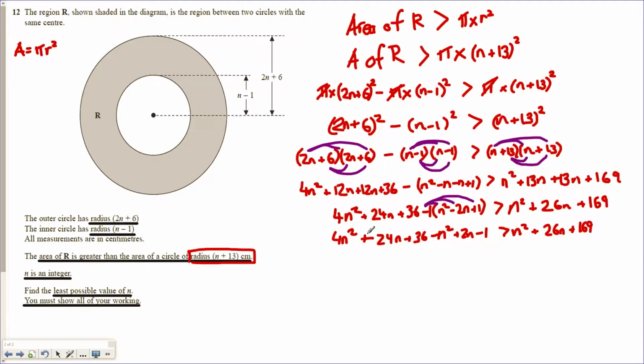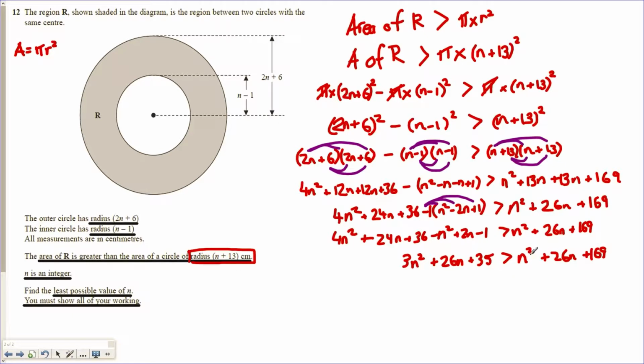So I have 4n squared, subtract n squared, so that's going to give us 3n squared. I have 24n plus 2n, which is going to give us 26n. And I have 36 take away 1, which will give us 35. And that's going to be greater than n squared plus 26n plus 169. Now we're going to solve this.